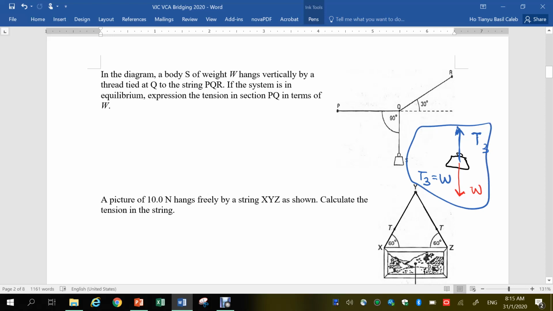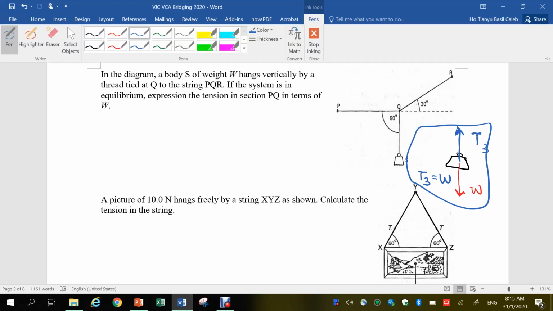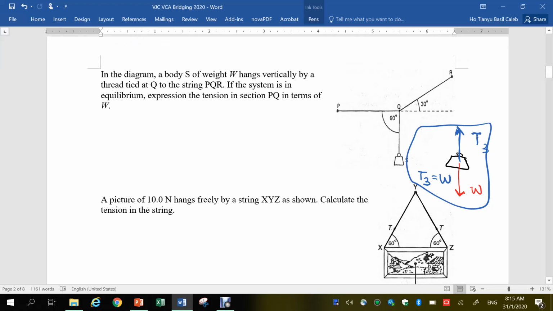Okay. Next, because we're going to find the value of the tension in PQ, it makes sense for us to analyze Q, because it's a common point between the weight and the string PQ. So if we look at it, we can draw the forces acting at Q. So let's start. At Q, the string is pulling downwards on Q. So we can say that there's a tension T3 over here.